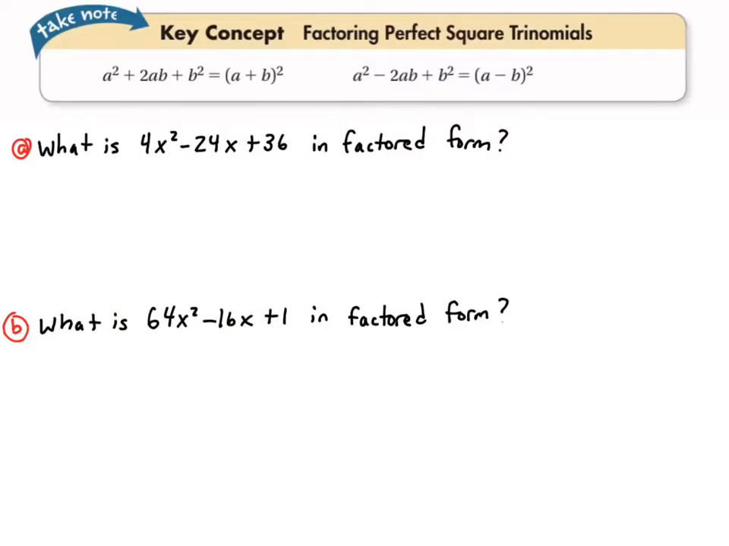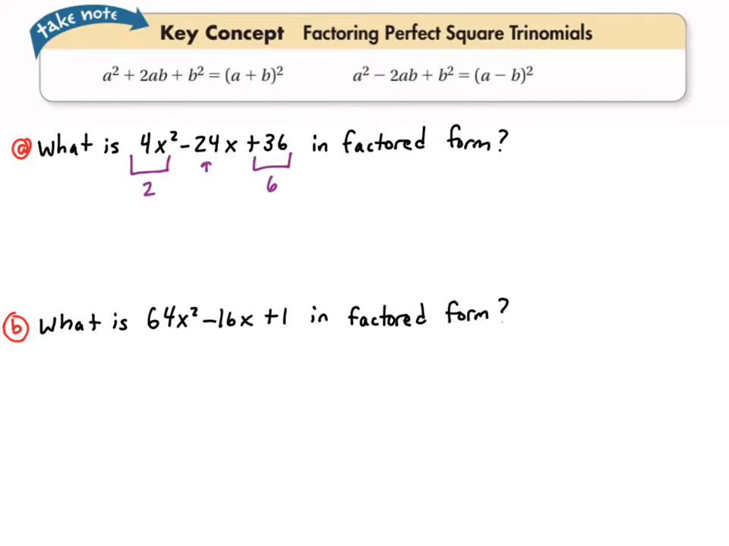So here we've got: what is 4x squared minus 24x plus 36 in factored form? Notice that in this case, this is a perfect square and this is a perfect square. The square root of 4 is 2. The square root of 36 is 6. If you take 2 times 6, you get 12, and double it, you get 24. So this is a perfect example of a perfect square trinomial.